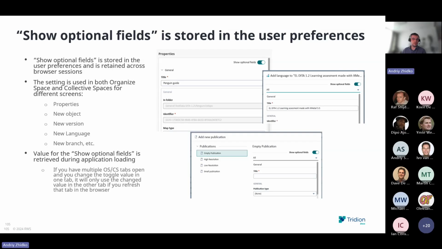You can see this option in properties when you are creating new objects, when you are creating a new version or new language or new branch, and it is shared across organized space and collective spaces. If you update it in one of the applications, it will also be used and respected in the other one.